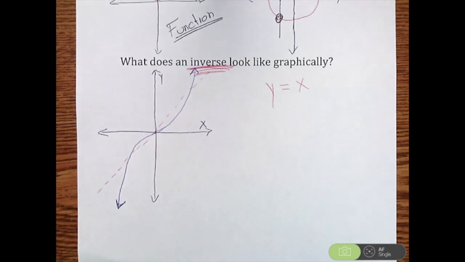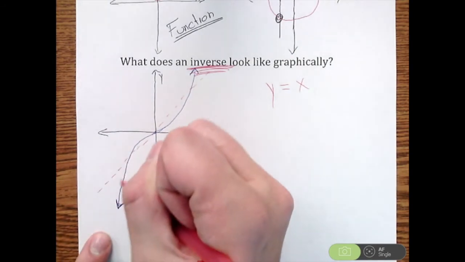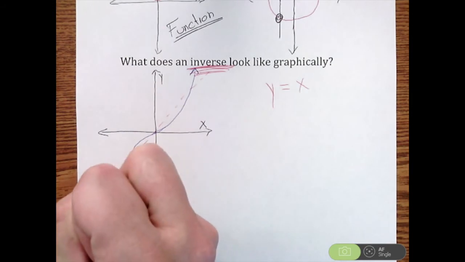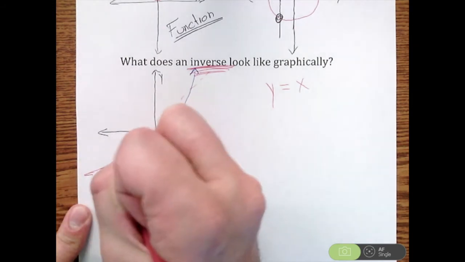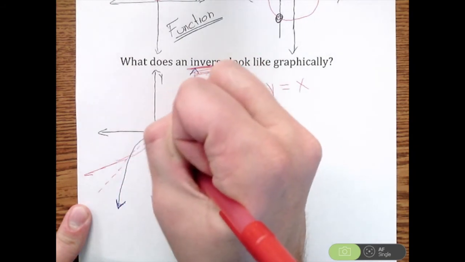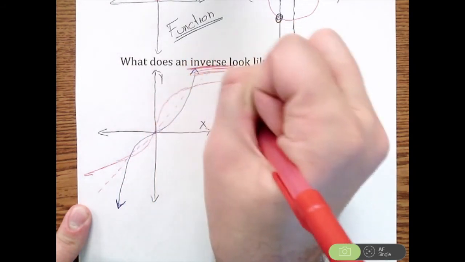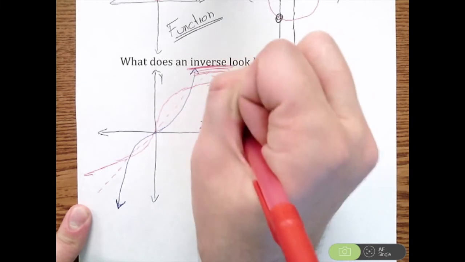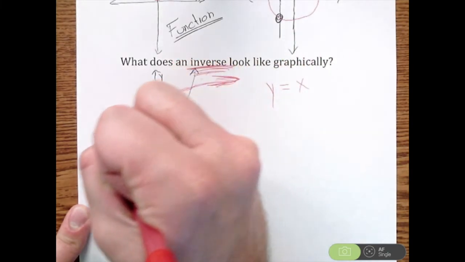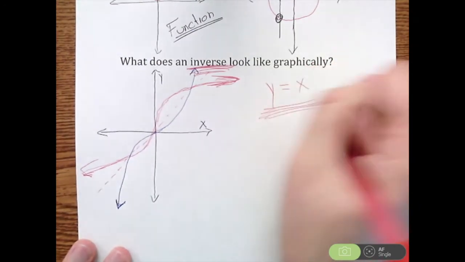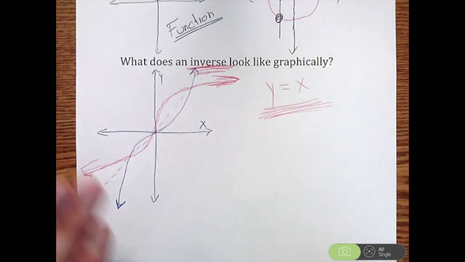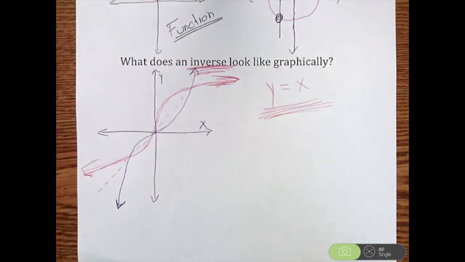So I'm going to try and draw it in red. It's pretty hard. So instead of this piece being down here, it's going to be over here. So we're going to come and we're going to cross, cross, and cross. So in that red line there, that would be my inverse. The important thing is when you have an inverse, you get that y equals x line. And what we do is you just reflect over that piece.